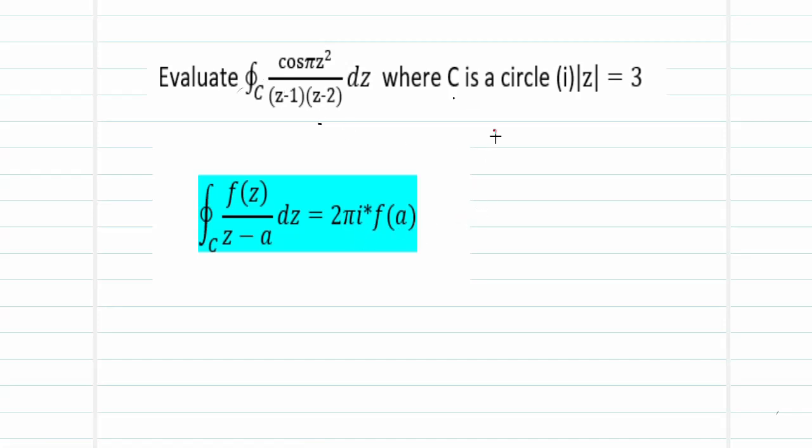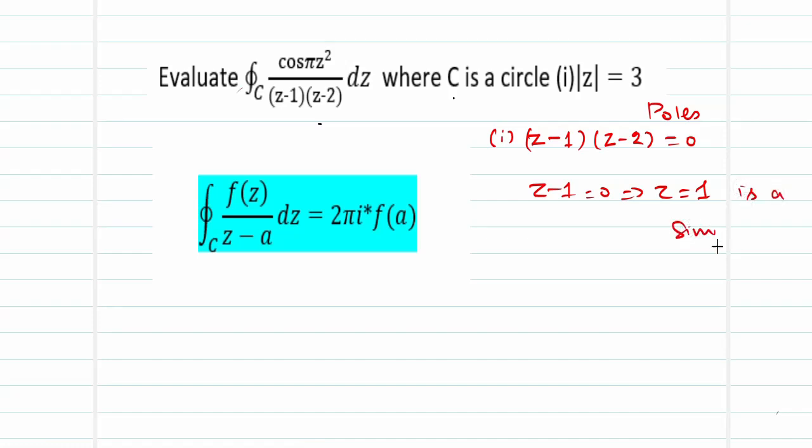The first point is to identify the poles. On identification, the denominator equated to 0 gives us the poles. So z minus 1 into z minus 2 equal to 0 gives the values of the poles or the singularities. z minus 1 equal to 0 gives us z is equal to 1 and power is 1, so this is a simple pole. Next, z minus 2 is equal to 0 gives me z is equal to 2. Again, this is also of power 1, hence a simple pole. So I have found out the poles of the given problem.